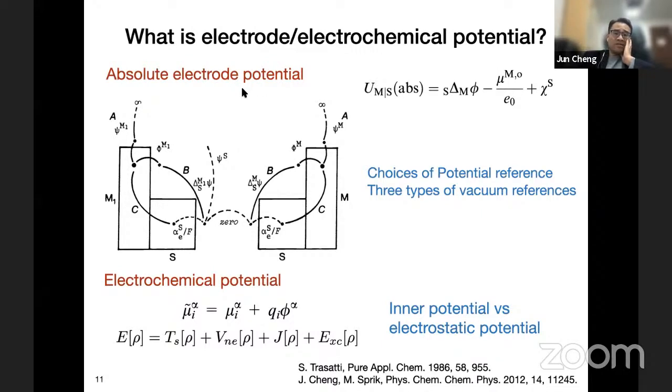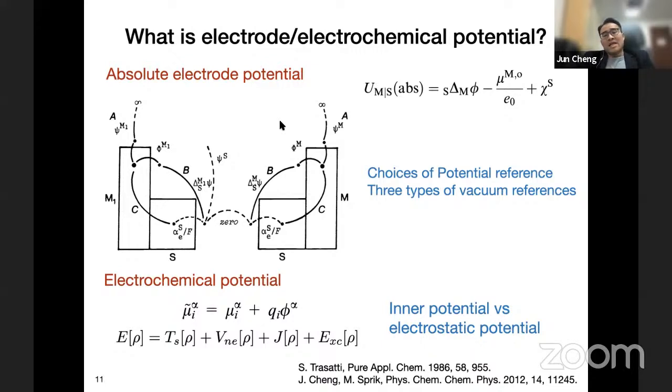Even the definition of absolute electro potential is not quite clear, even though electrochemistry was actually well developed. That's a really informative text from Professor Trasati in 1986. I really recommend you to read that. So in electrochemistry, defining the absolute electro potential is a matter of defining or choosing the potential reference. Of course, in physics, we very often choose a vacuum potential as a reference.